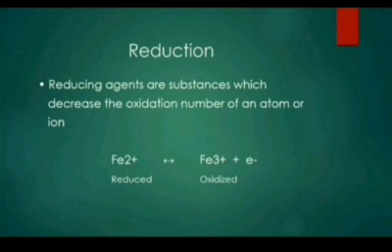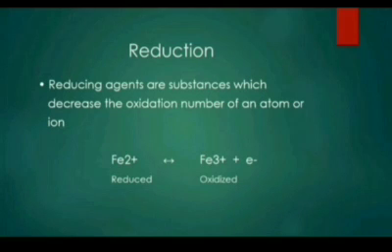What are reducing agents? Reducing agents are substances which decrease the oxidation number of an atom or ion. It is a species that reduces a substance by donating electrons to it. The substance, atom or ion which is oxidized by losing electrons is also called a reducing agent. We can have two definitions of reducing agents and oxidizing agents. Almost all metals are good reducing agents because they have the tendency to lose electrons.